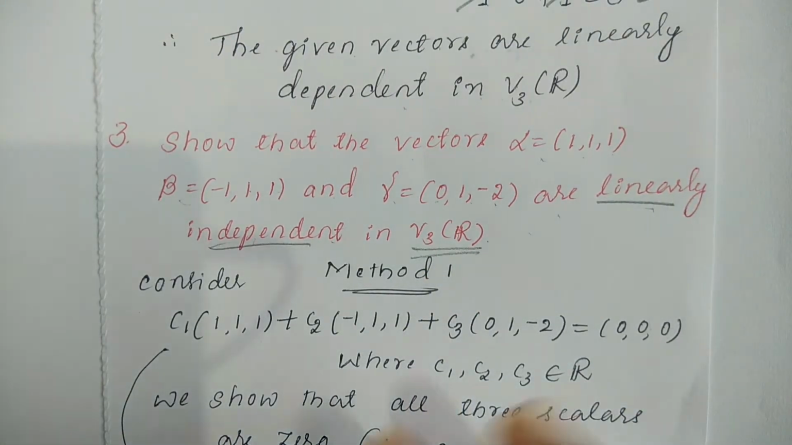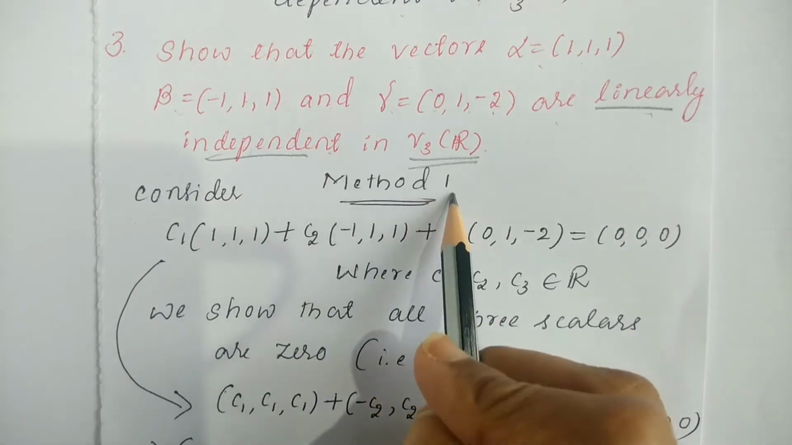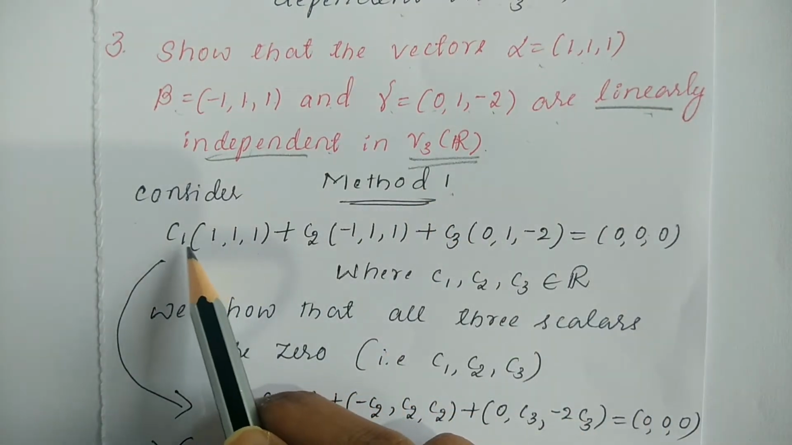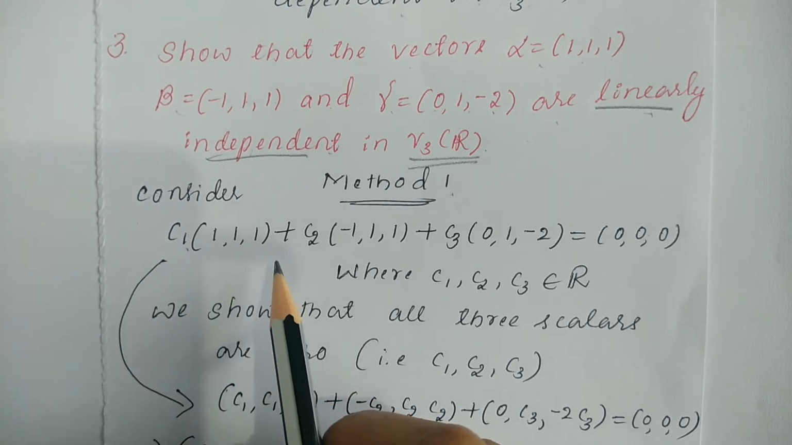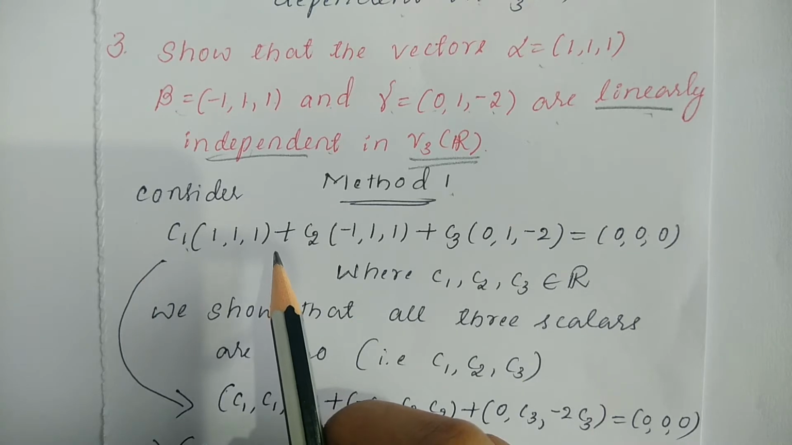Here I am using two methods. First method, the linear combination method. Second method, the determinant method. In the first method, I am considering the linear combination with scalars. For scalars, you can choose A1, A2, A3 or D1, D2, D3 also. Here I am choosing C1, C2, C3. I always choose C1, C2, C3 because if I use the same scalars frequently, you can easily understand.